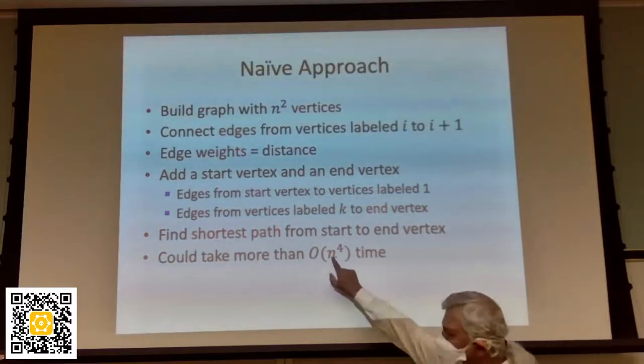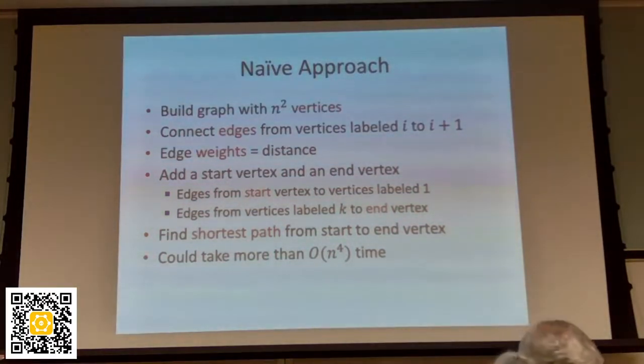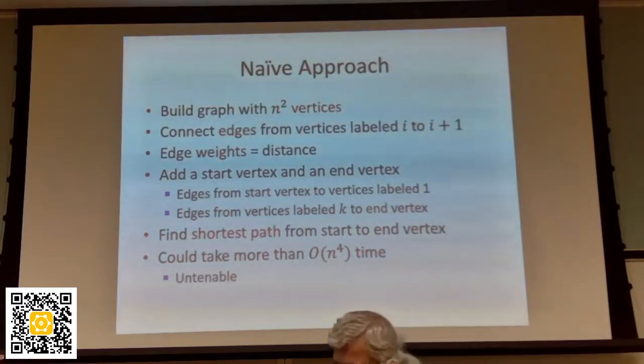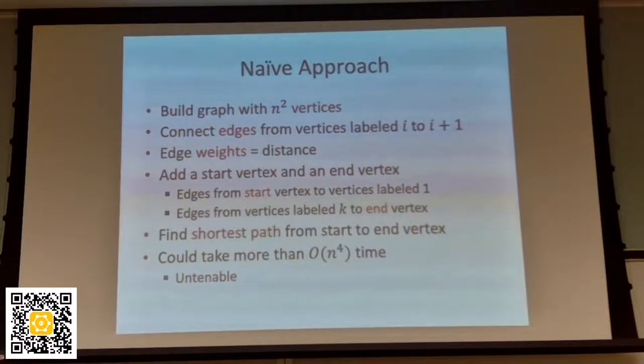So we have to somehow improve on this n to the fourth. And that's where the problem is. So any thoughts on this? What approach would you try? Would you try DP? Or since graph is not working out, when do you try dynamic programming? What kind of problems do you use DP for?